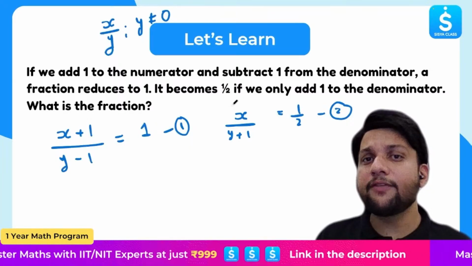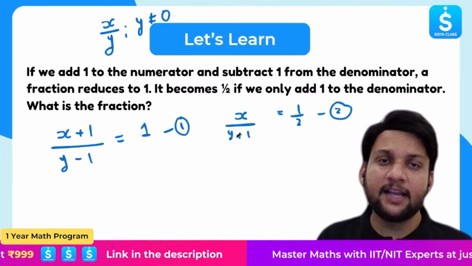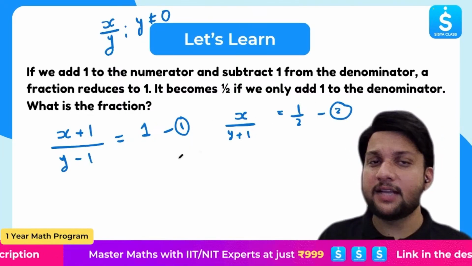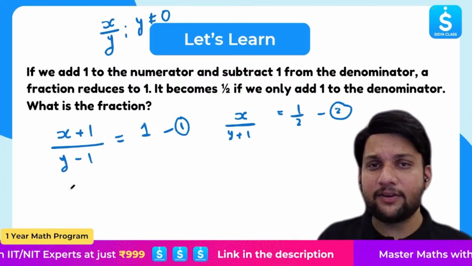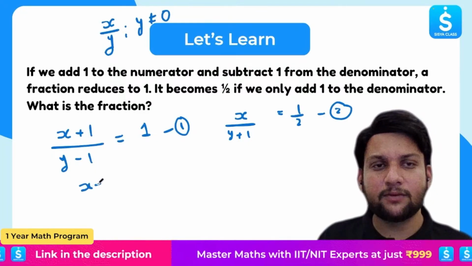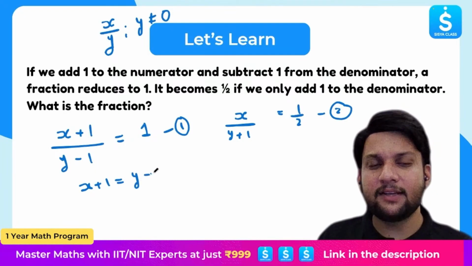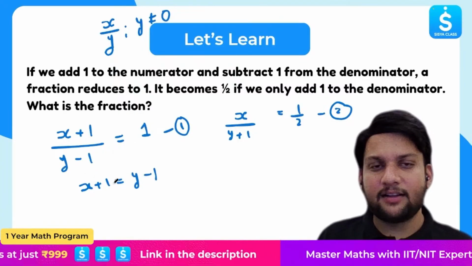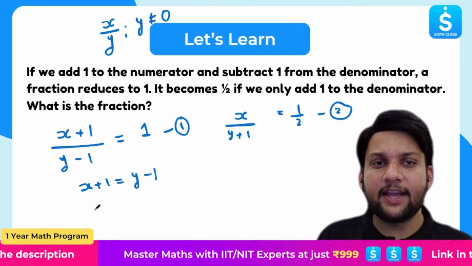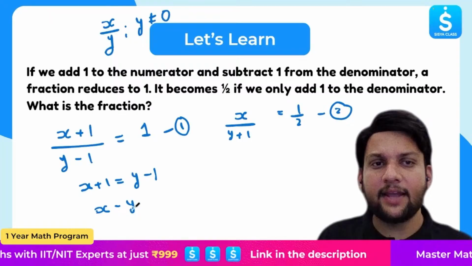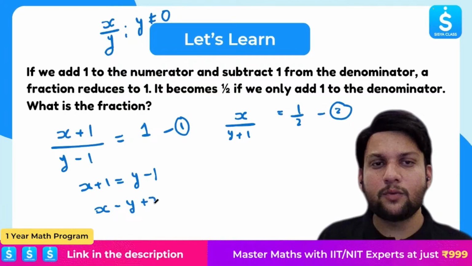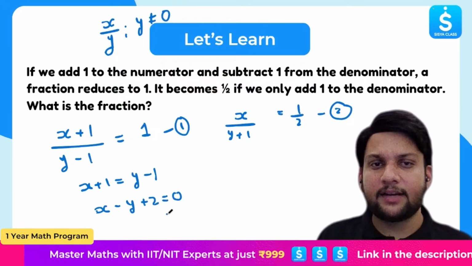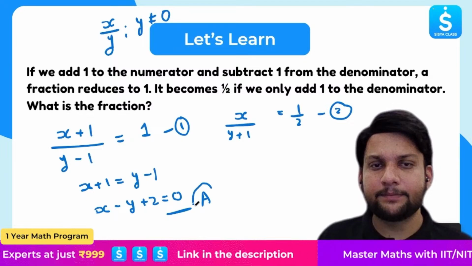It becomes half if we only add 1 to the denominator. That is, if I'm adding 1 to the denominator, the fraction is half. Next, first of all, I will try to simplify this. I will get x plus 1 is equal to y minus 1. I just took this here. I hope everyone knows this. So what I'm getting here is x minus y plus 2 equals 0. Right? This is my equation A.